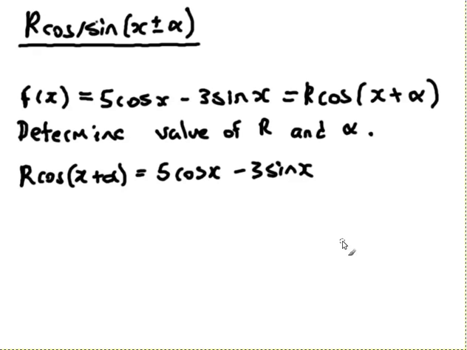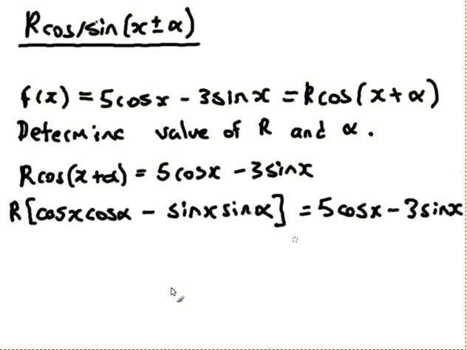Okay, so this is the way I normally proceed to answer this kind of question. On the left hand side, I need to determine R and alpha, and I'm going to do that by using the compound angle formulae and then equating coefficients. So firstly, I'm going to use the compound angle formula for cos, and as you can see, that gives me R, open brackets, cos x cos alpha minus sine x sine alpha.